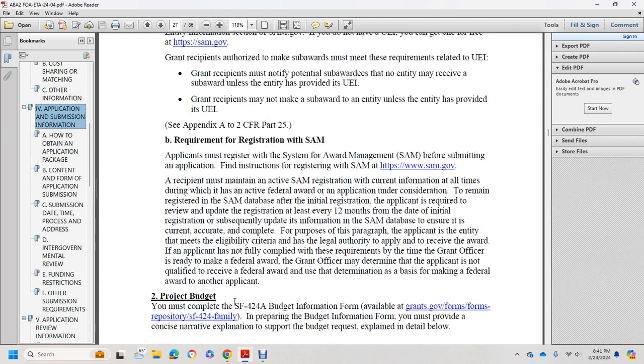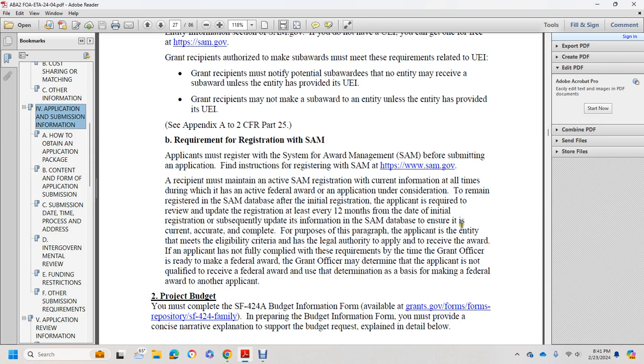Requirement of SAM registration. Applicants must register in the System for Award Management before submitting the application, following the registration instructions at SAM.gov. The recipient must maintain its SAM registration with current information at all times during which it has an active federal award or an application under consideration, and remain registered in SAM's database. After initial registration, the applicant is required to review and update the registration at least every 12 months from the date of initial registration, and to update information in SAM's database to ensure it is current, accurate, and complete.